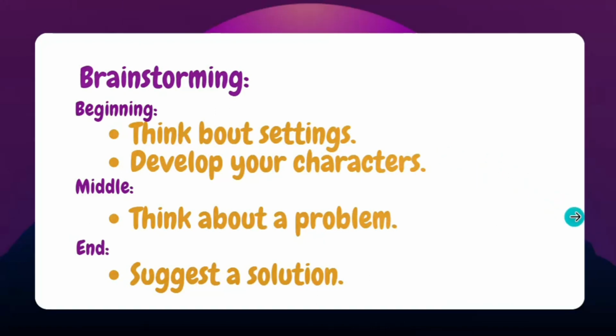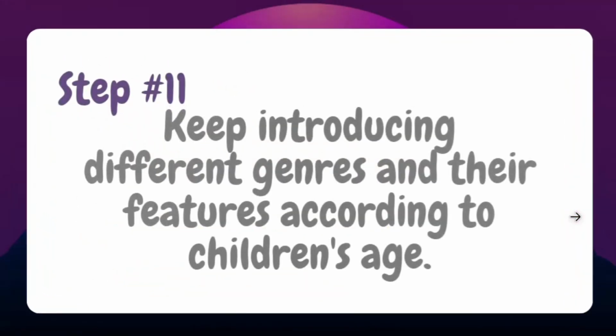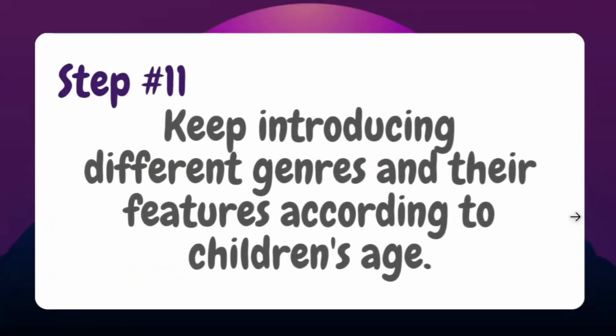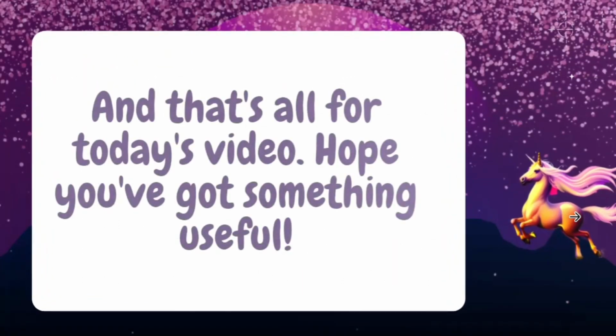Now, after doing this, you can introduce different genres and their features according to children's age. At the age of 6, we just don't go any further than simple narratives or some informal letters kind of things. This is the time to work on their base, to work on VCOP first, and then just writing simple short stories.